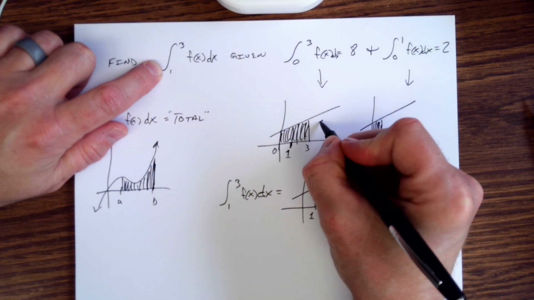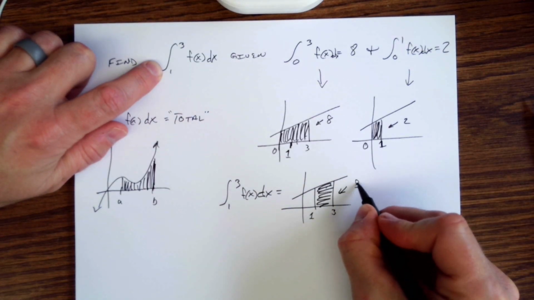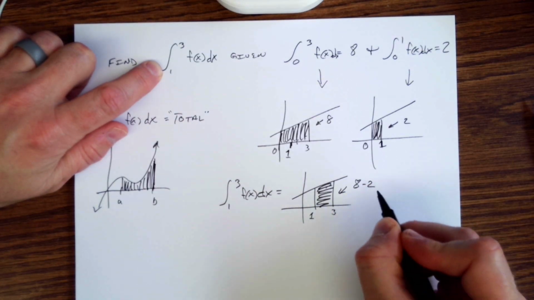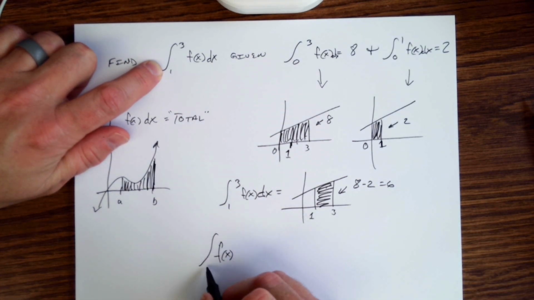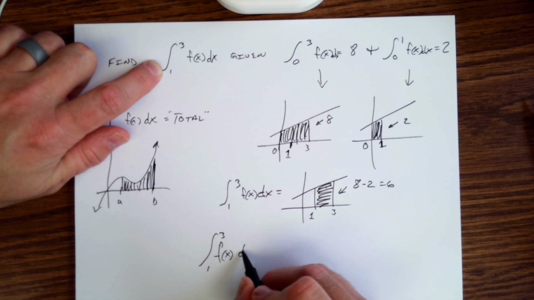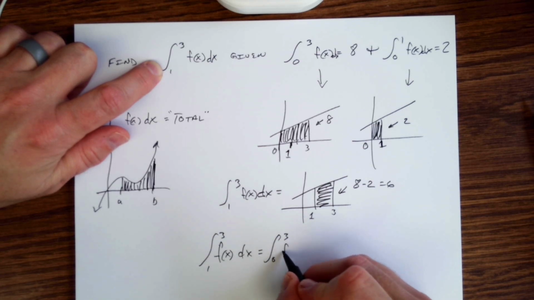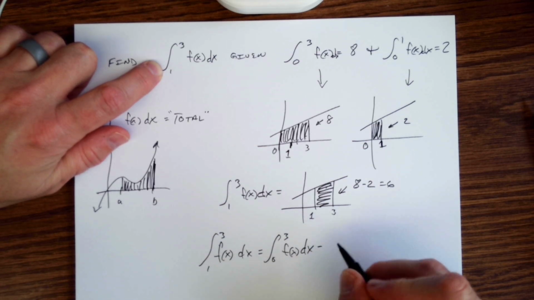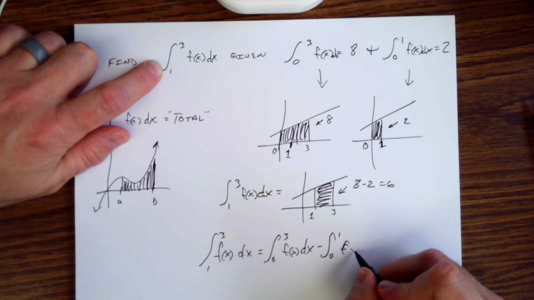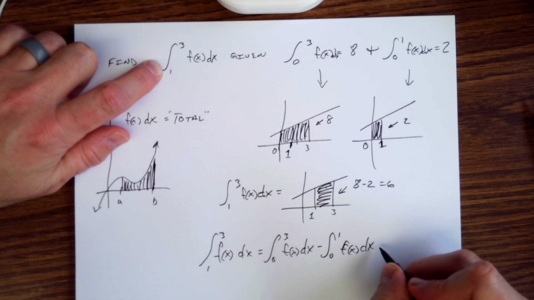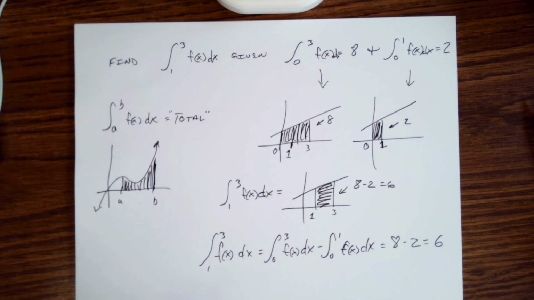So this area was 8. This area was 2. So that means this area right here has to be 8 minus 2, because we're just taking off that piece in the front there, which gives us 6. So integration from 1 to 3 of f of x dx is equal to the integration from 0 to 3 of f of x dx minus integration from 0 to 1 of f of x dx. All right, which means that we're doing 8 minus 2, which is 6.